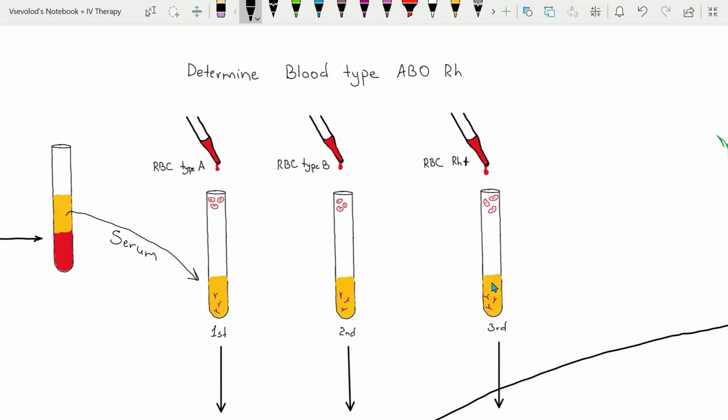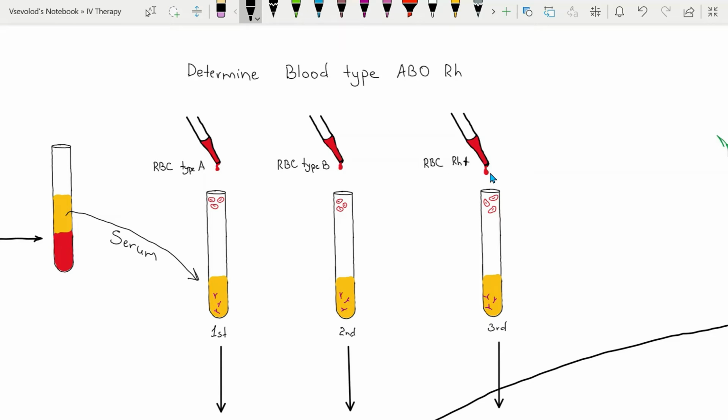They will be looking for antibodies that already exist in the patient plasma. They will take known type of red blood cells and add them to the test tubes with patient plasma. To the first test tube, they will add type A cells. To the second test tube, they will add type B cells. And to the third test tube, they will add Rh positive cells.